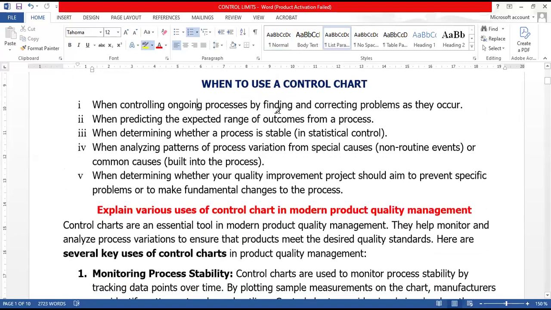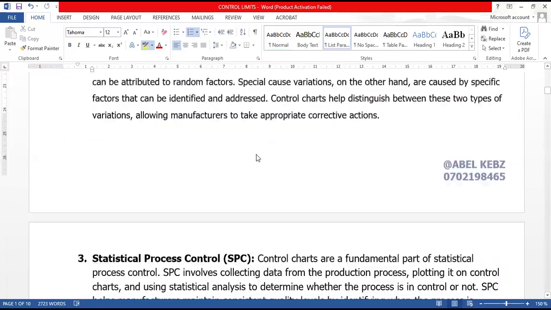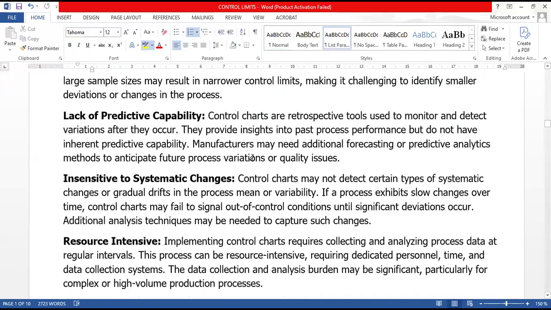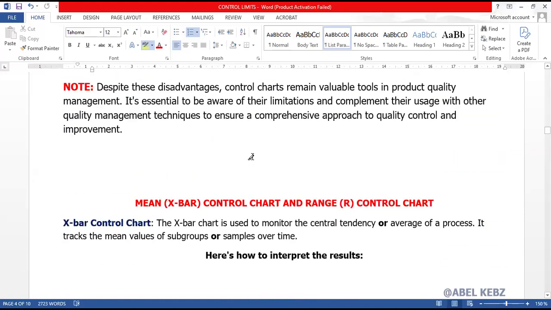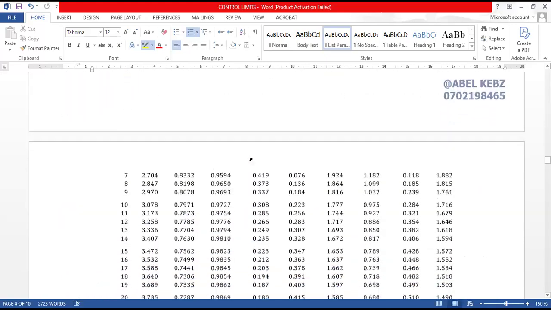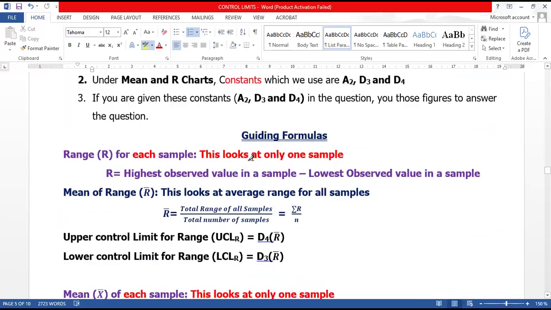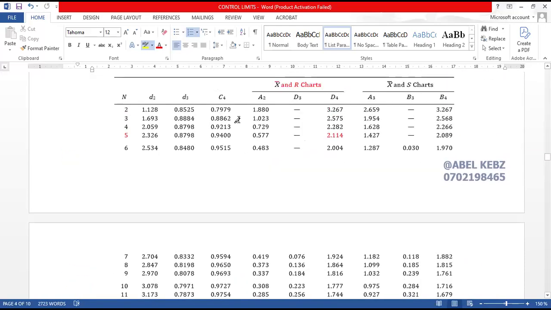Then what else? When are you supposed to use control chart? These ones you read through. Just what I need is I need how you interpret the table.